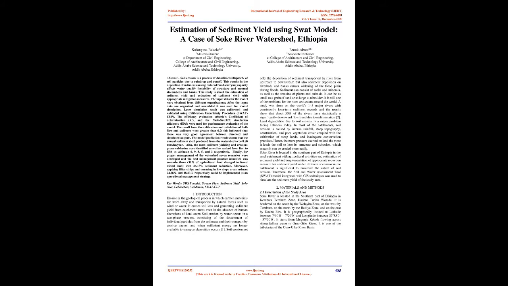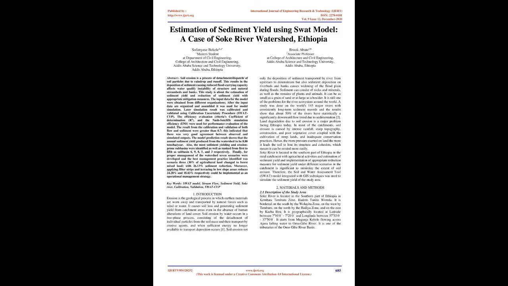Moreover, applying filter strips and terracing in low-slope areas reduces sediment by 24.28% and 18.83% respectively, and could be implemented as an operational management strategy. Keywords: SWAT model, stream flow, sediment yield, Soke River, calibration, validation, SWAT-CUP. 1. Introduction. Erosion is the geological process in which earthen materials are worn away and transported by natural forces such as wind or water. It causes soil loss and generates sediment yield from catchment areas even in the absence of human alterations of land cover.